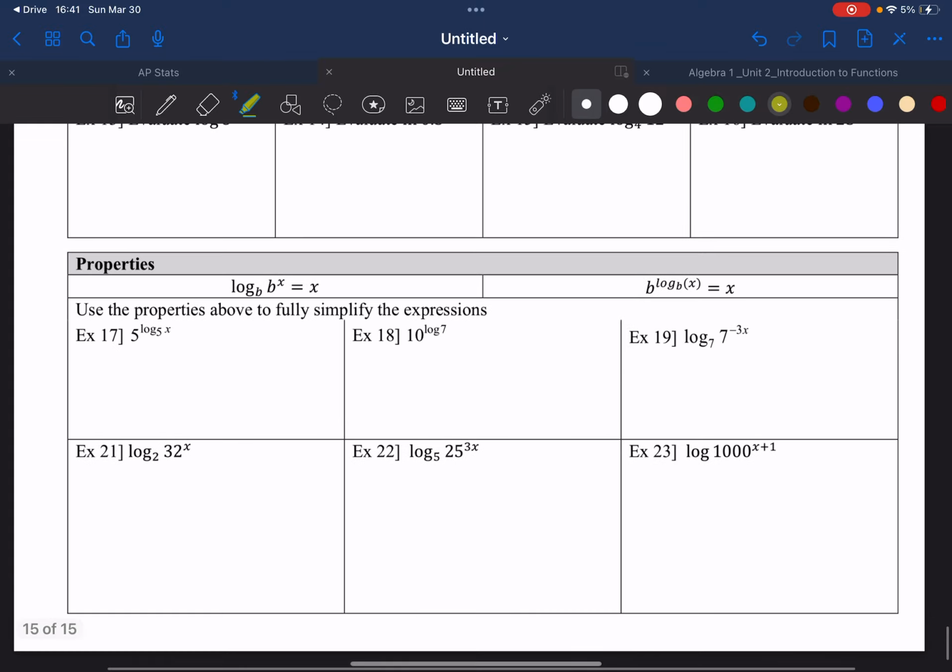Okay. Last part, the properties. So we have log base b of b to the power of x is equal to x, and b to the power of log base b of x is equal to x. So this is pretty much saying that if the base matches that whole number there, then it cancels out. Same with this. If this base matches the base of the exponent of the log, it cancels out. And then you're just left with the exponent.